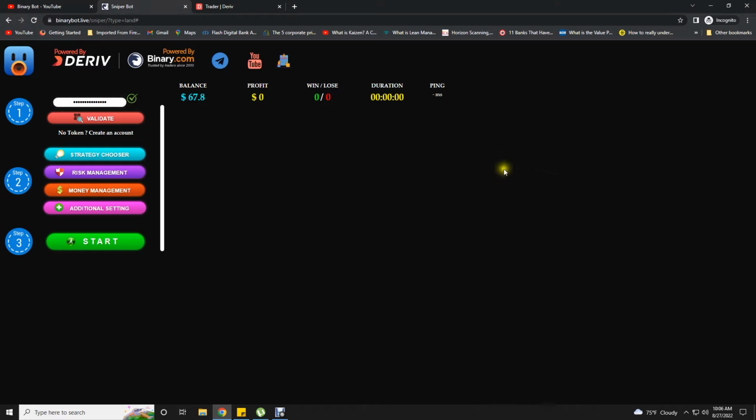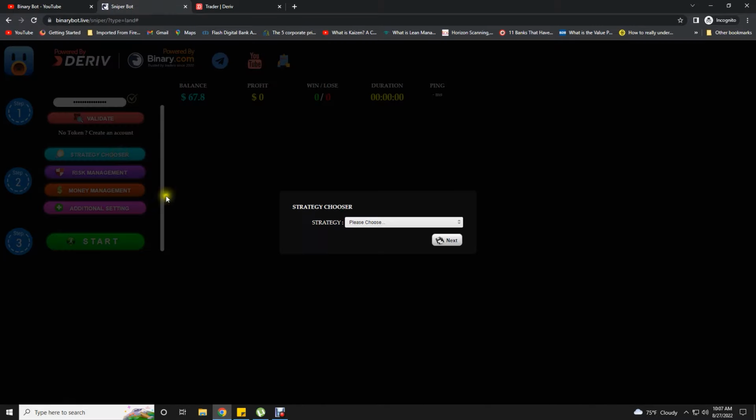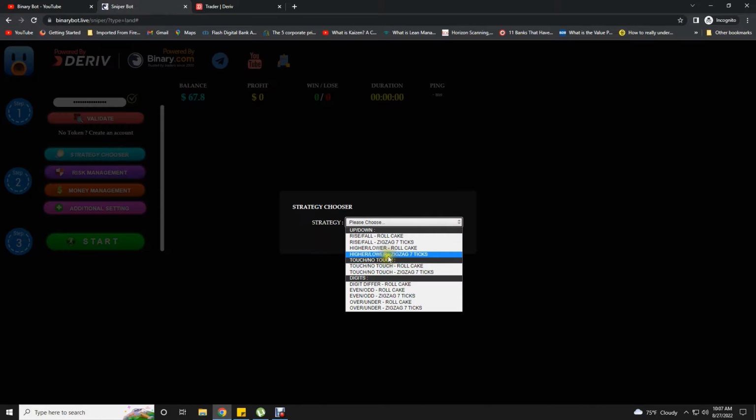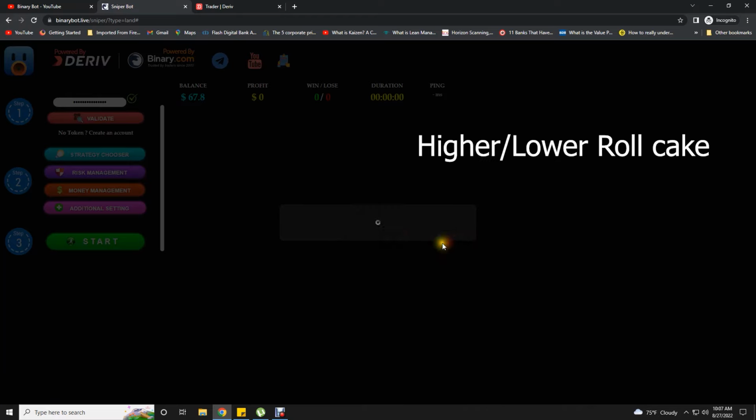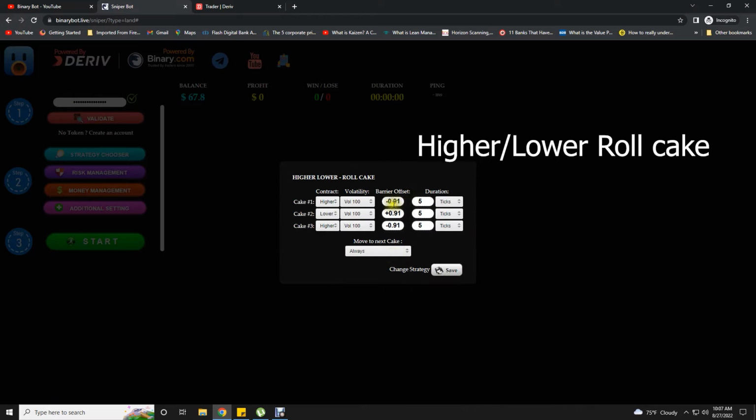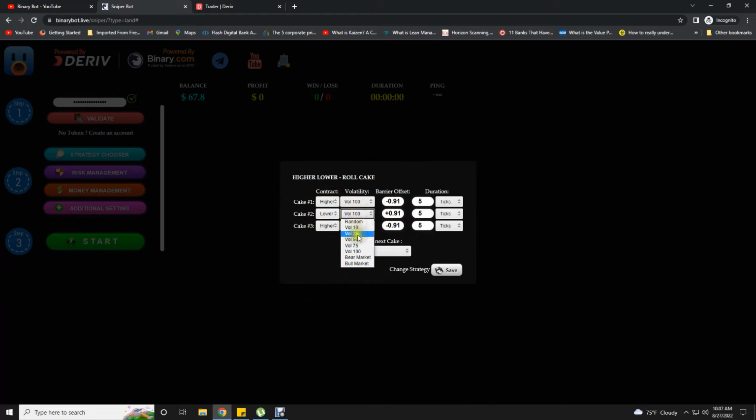First of all, you need to go into the strategy chooser. From the strategy chooser, you need to select Higher/Lower, Roll Cake, and then click next. First, change the volatility to 75, and then change the Cake 1 barrier to -5.